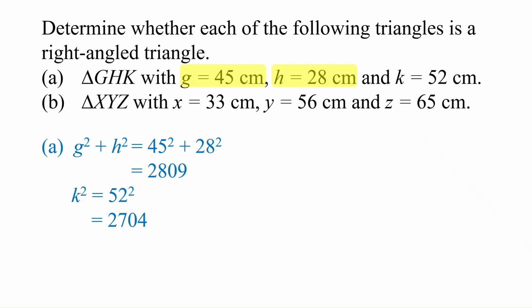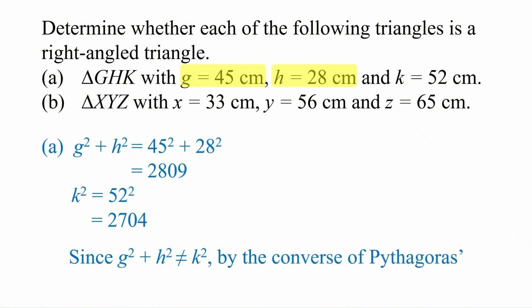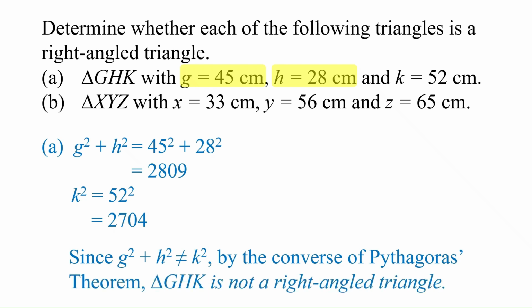Since G squared plus H squared is clearly not equal to K squared, by the converse of Pythagoras' theorem, we can conclude that triangle GHK is not a right-angled triangle.